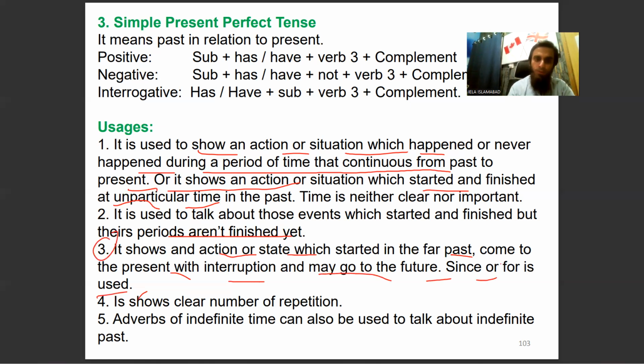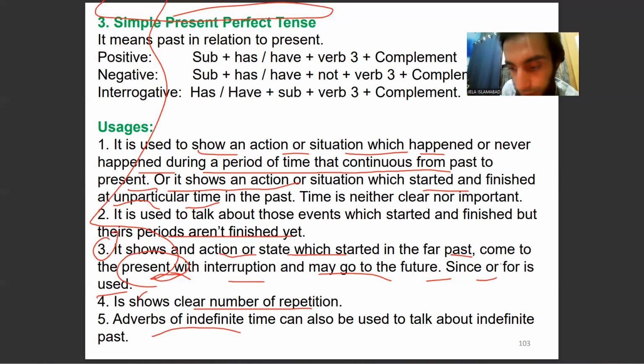It will also be clear on this point if I request you and suggest you to read it again and make yourself clear on this, right? It is very easy. It means an action or state which started in the far past sometimes, but it comes and continues with the present time. You may start an activity in the past, but it is still incomplete, and for that we also use present perfect. It shows a clear number of repetitions. An adverb of indefinite time can also be used to talk about indefinite past, right?